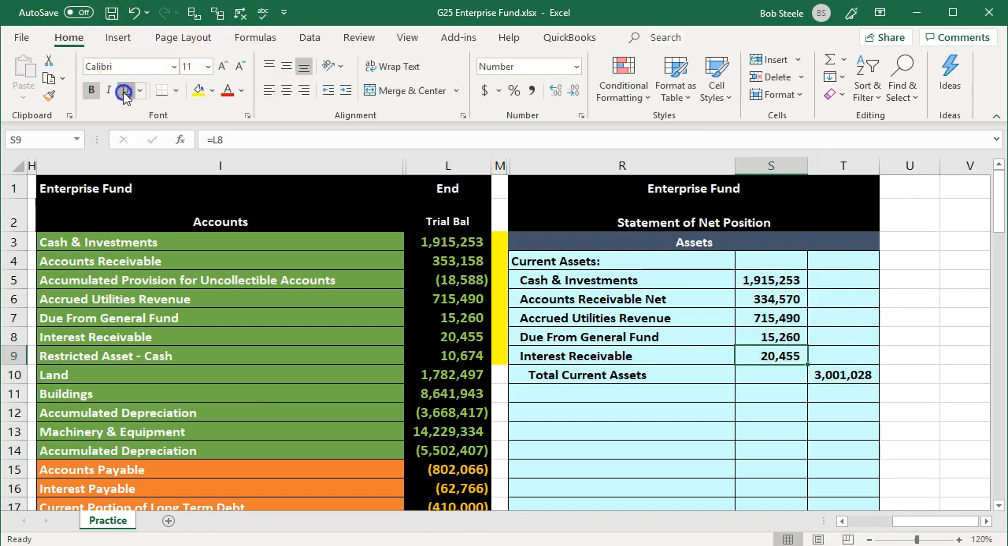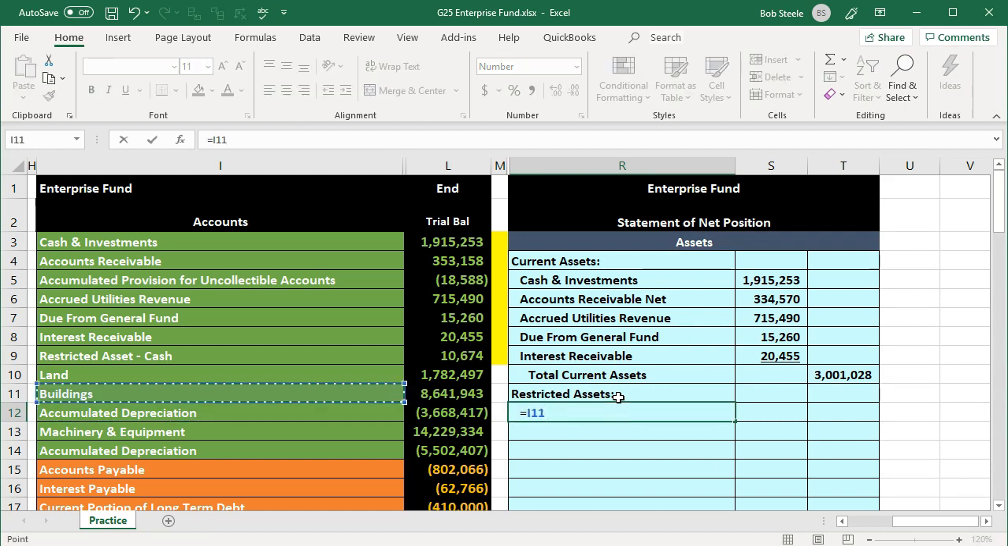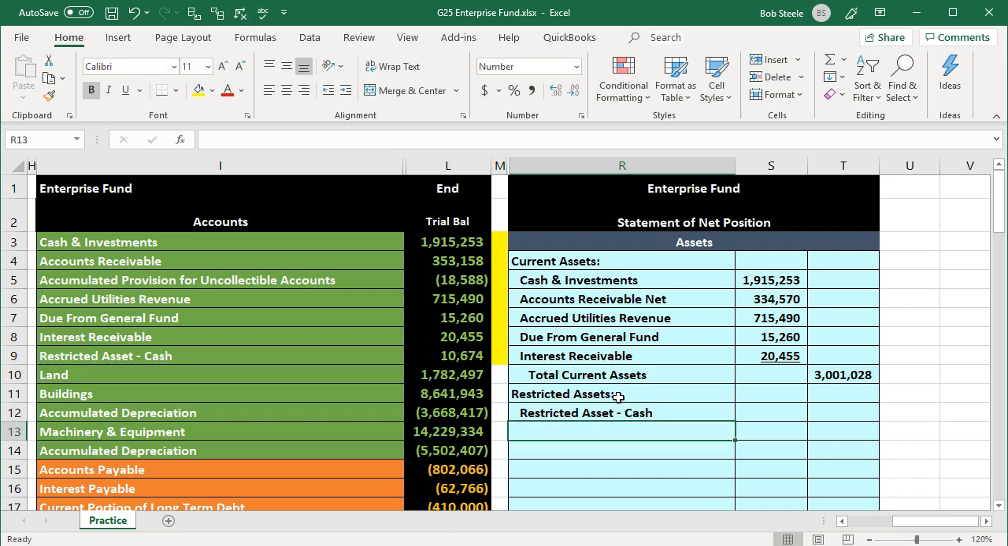I'm going to go ahead and underline this one. And then we're going to have the restricted assets. So we're going to say these are the restricted assets, and that is going to be equal to, or we're just going to be picking up the restricted asset of cash, and we're going to put that right in the outer column because of course we don't have any subcategories. So I'm just going to pick that up in the outer column, and there we have that.